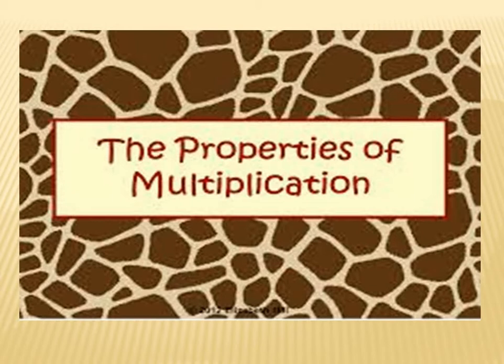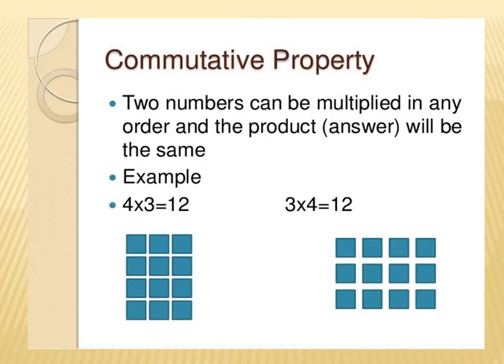Before moving to the properties, let me tell you there are 4 main properties of multiplication. The first property is called the commutative property of multiplication. 2 numbers can be multiplied in any order, and the product, that is the final answer, will be the same. How? We are going to study it with the help of this example.